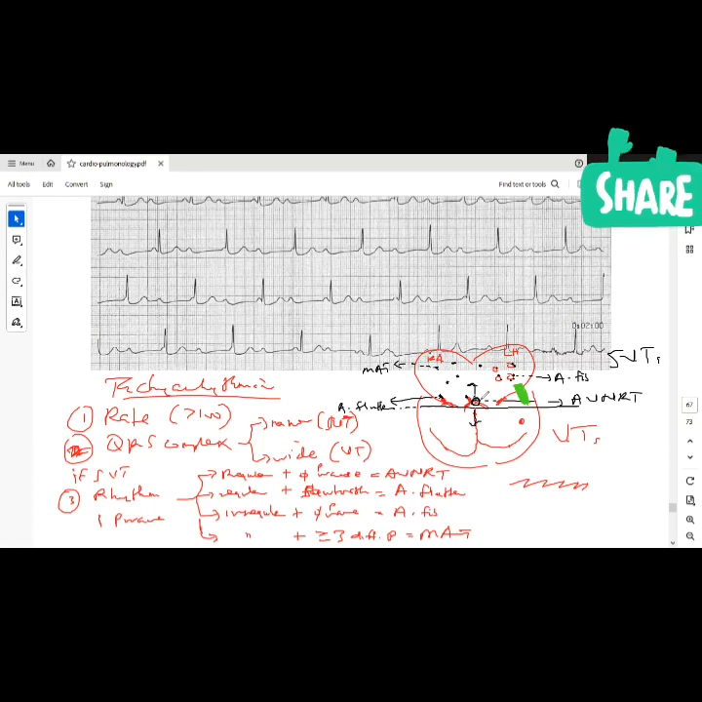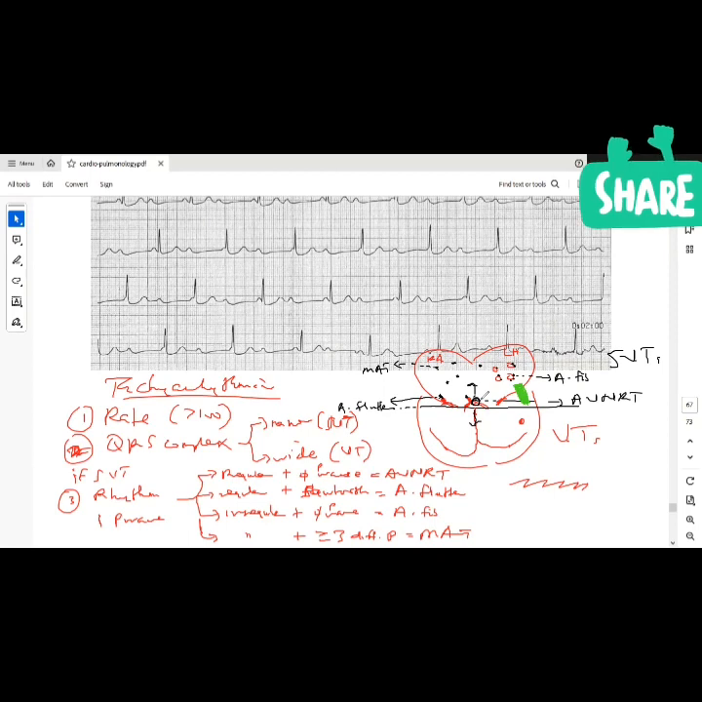Now, another question I want to ask you in these people is this. Somebody with this green patch, is it advisable to use AV node blockers in this person? No, because if you block the AV node further, the action potential is going through the patch even faster. Does that make sense? And the risk of death is higher.